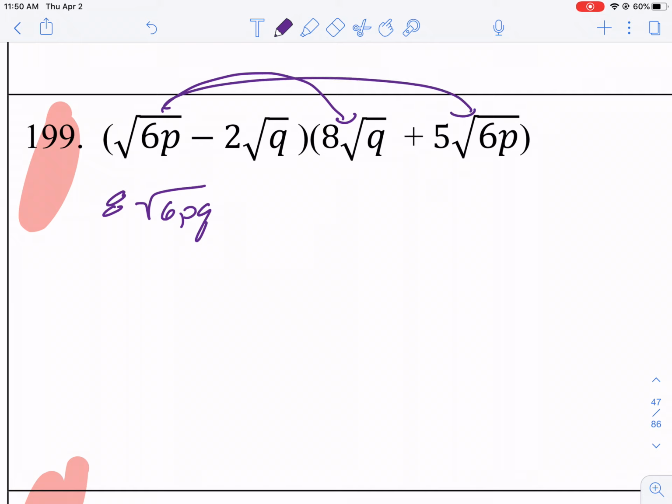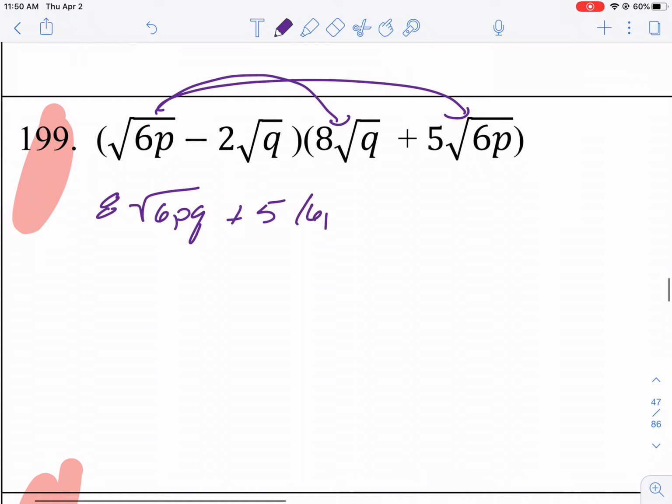Okay. And now we have 5 on the outside. And now when I multiply 6p times 6p, I just get 6p. So I'm not writing it under a radical, because when you multiply a radical times itself, it just removes the radical sign. Okay, get rid of all this, because now we're here.